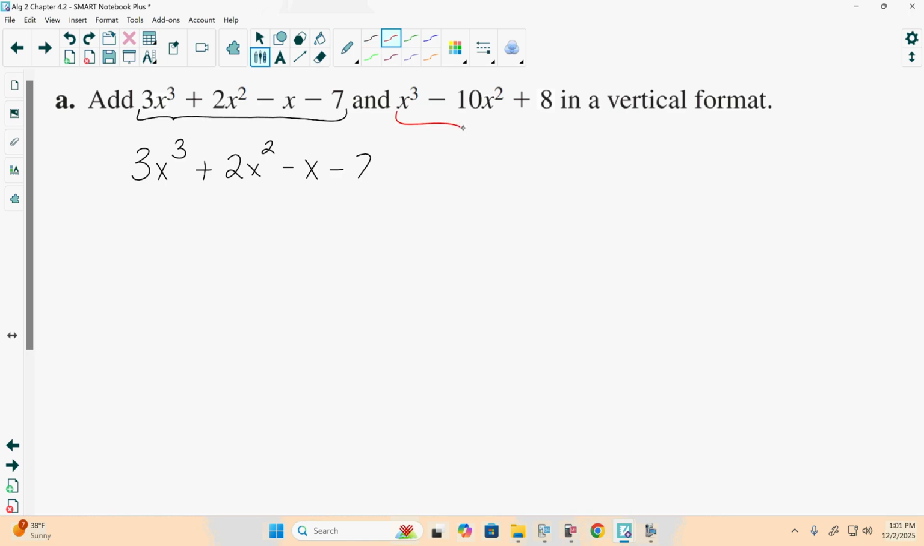Then we're going to put our second expression underneath it and line up our like terms. So our x cubed would go under the 3x cubed. Our negative 10x squared would go under the 2x squared. However, we don't have an x term, so we can leave it blank, or we can write it in as plus 0x. And then our constant term plus 8. We want to line all of our like terms up. And if there's one missing, we can either fill it in as 0 times that variable, so 0x in this case, or just leave it blank.